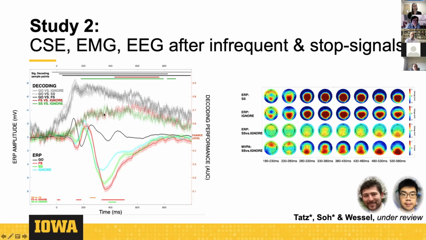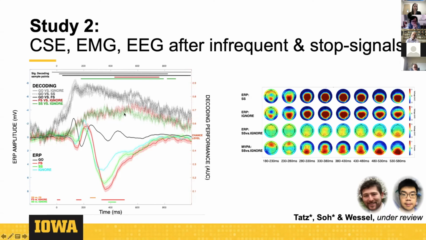What we basically found here is that while ignore and stop trials start being decodable really early on from go trials, or from go signals, the difference between successful stop trials and ignore trials doesn't really emerge until around 180 milliseconds following the stop signal. And moreover, the decoding weights tell you that that's because of the frontocentral electrodes, where the ignore trials show greater activity compared to successful stop trials early on.